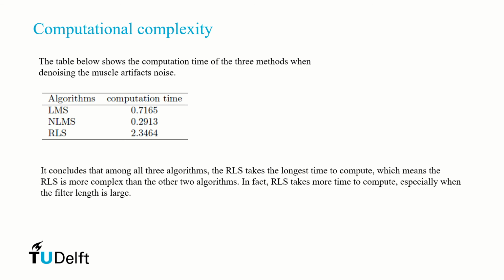And here is the comparison for the computational complexity. We can see that the RLS takes the longest time to compute, and then the LMS, and the last one, the best one, is the NLMS. It concludes that among all three algorithms, the RLS takes the longest time to compute, which means the RLS is more complex than the other two algorithms. In fact, RLS takes more time to compute, especially when the filter length is large.